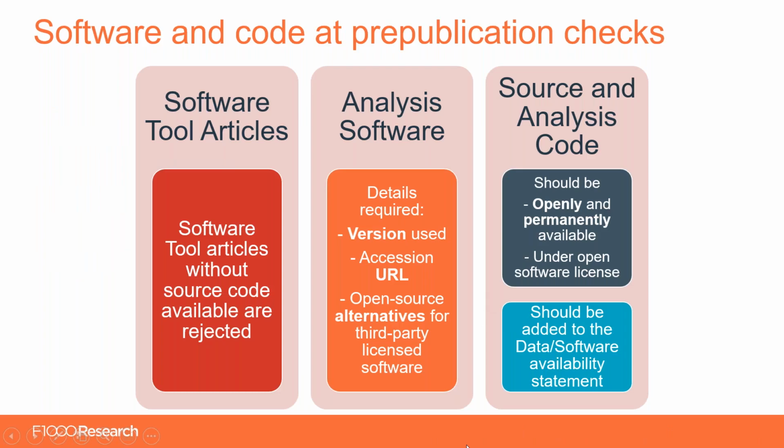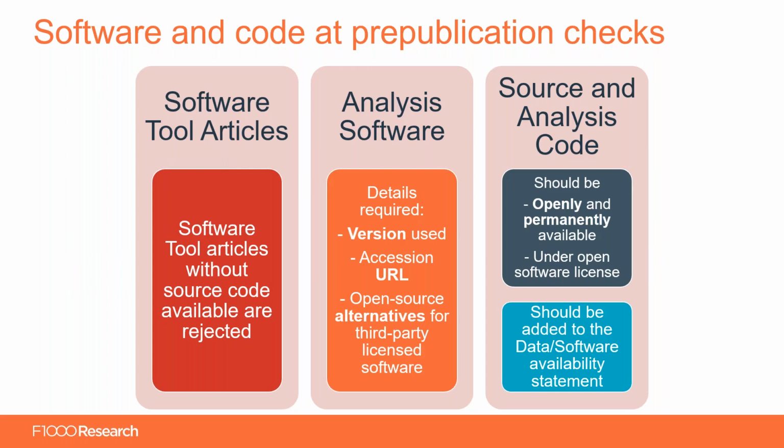So pre-publication checks for software tool articles, so essentially an article that announces a new software and explains how to operate it. We look for a software availability statement, and software tool articles with no source code available at all in the manuscript or in the submission will be rejected. For other article types, which can use software for analysis or any other parts of the methods, we check that the methods report the version used, a URL to access and download the software, and any open source alternative if the software is under a third-party license.